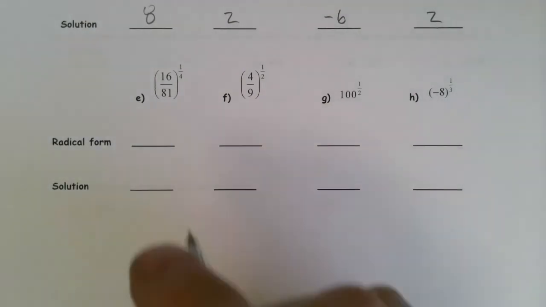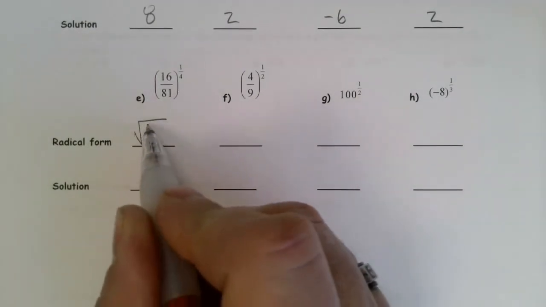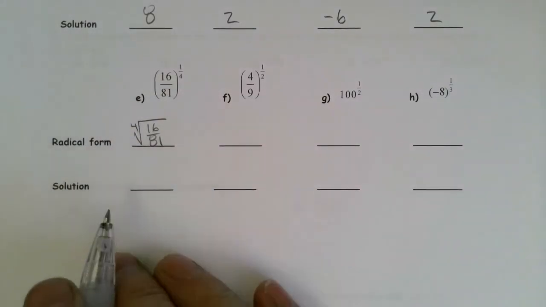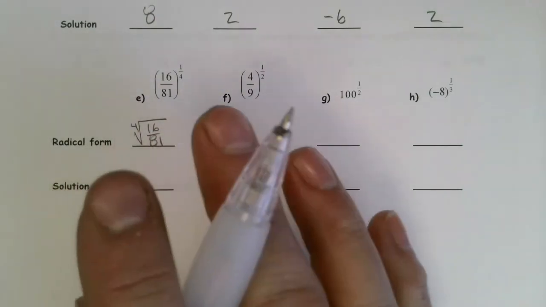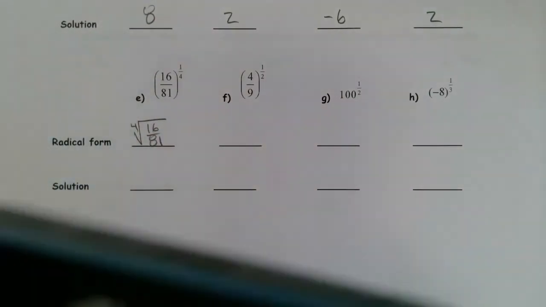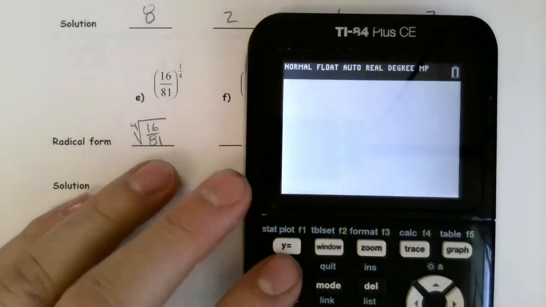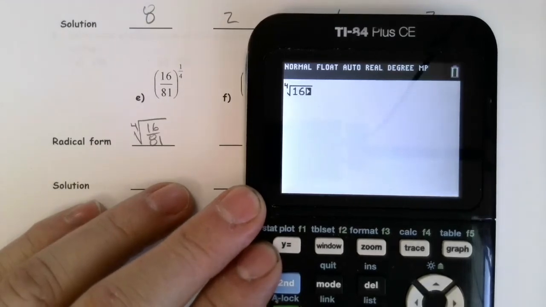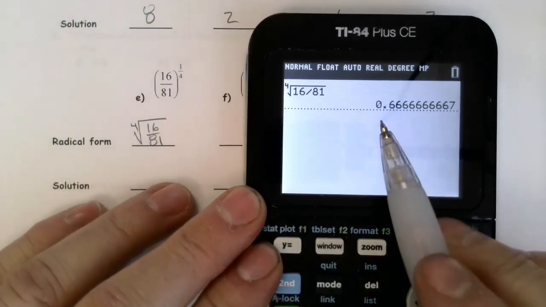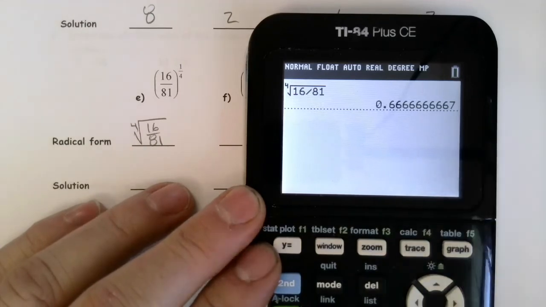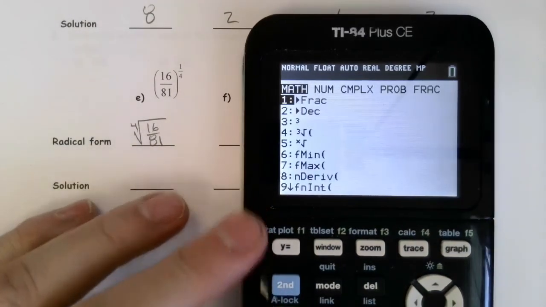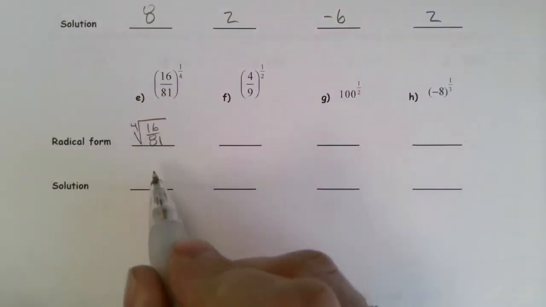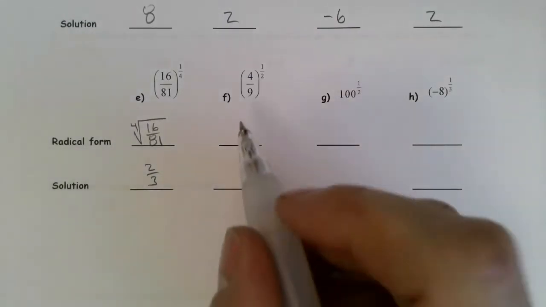We keep going. And it doesn't matter that the base is a fraction. This becomes 16 over 81. This will be the 4th root here. Again, it makes no difference. I'll enter this into my calculator. This one here I probably should do, just so that you can see what's going on. This is going to be 4 math down to the xth root, and I'll enter 16 divided by 81. Now when I press enter, notice that I get a repeating decimal. But I know that I can convert that to a fraction by pressing math to fraction, and I get 2/3. And so my solution here is going to be 2/3.